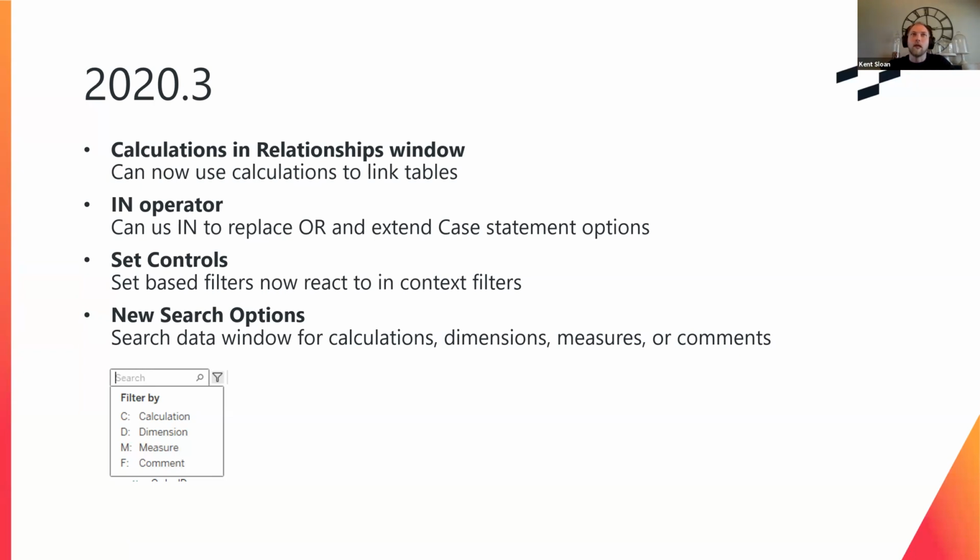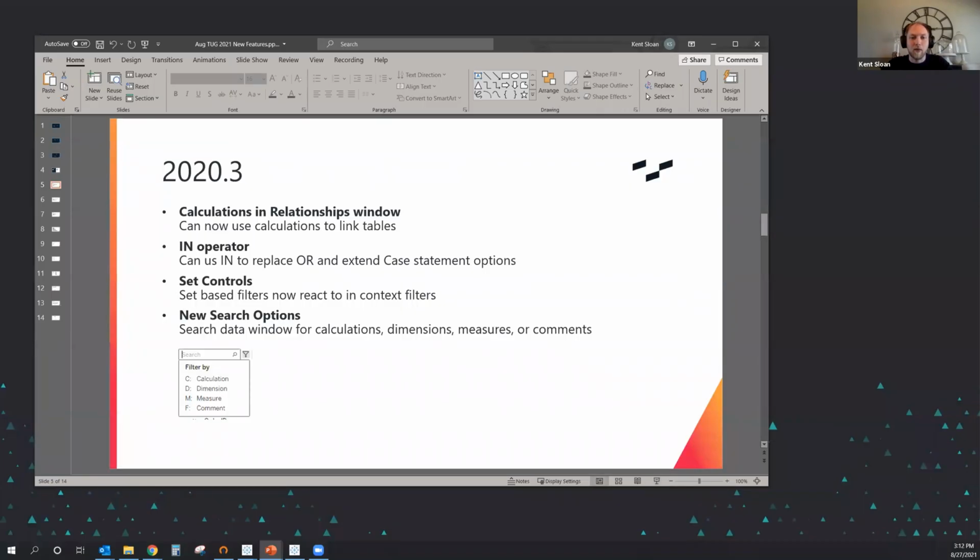The highlights in 2020.3, if you're not aware of it, would be that now we can use calculations inside of our relationships. So when you're connecting two tables, that's now an option. We now have the in operator, so we can replace some of the ways in which we used or in the past in our operational logic. We now have set controls that can use in context filters, and the data window now has some search options that I'm really excited about that make my life a bit easier.